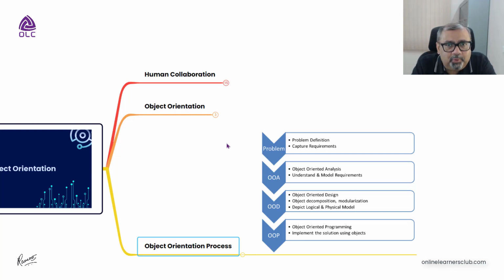So the object-oriented program is the place where we actually bring in Java, C++, .NET, C# or any other language, for example, and actually implement the solution or solve the actual problem. So that's the basic process of what object orientation is all about.